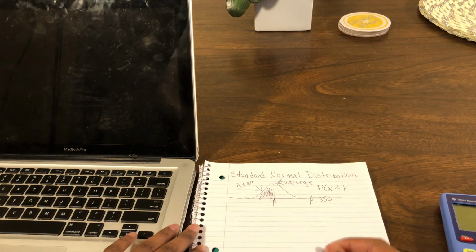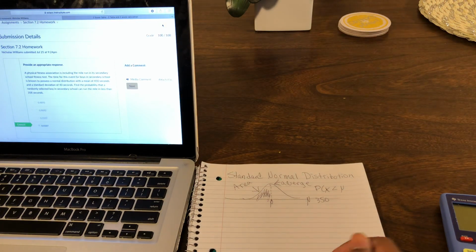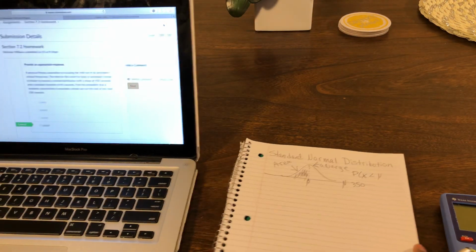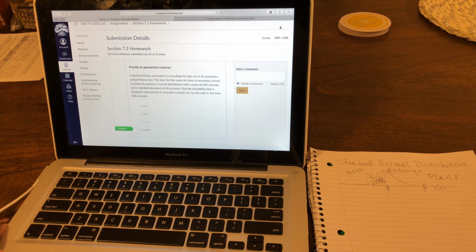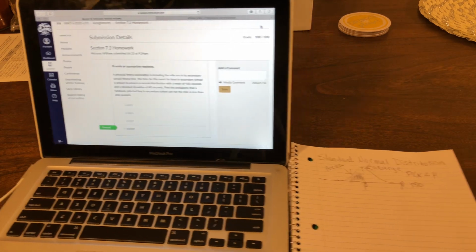All right. So let's see, I have a problem here. Let's read it. A physical fitness association is including the mile run in the secondary school fitness test. The time for this event for the boys in secondary school is known to possess a normal distribution with a mean of 450 seconds and a standard deviation of 40 seconds. Find the probability that a randomly selected boy in secondary school can run the mile in less than 358 seconds.